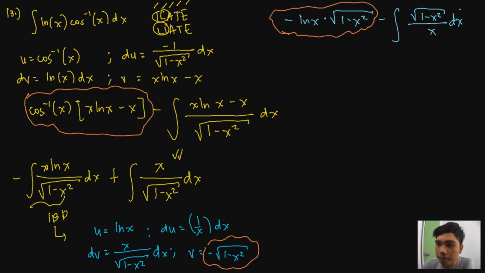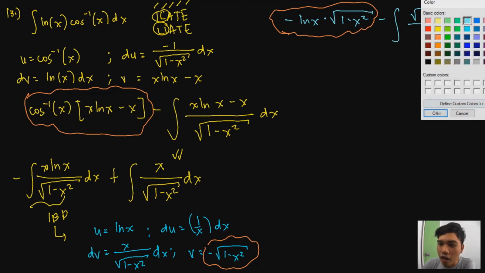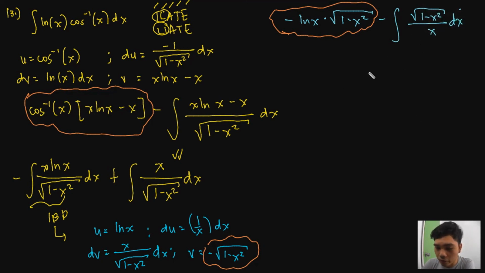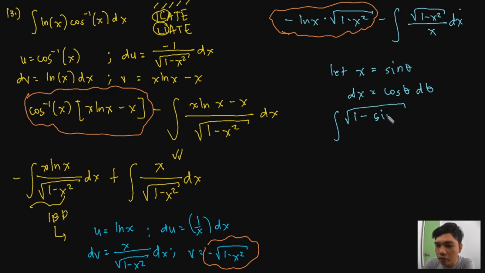So, ano lang to? You can just use your u substitution for this case. Or you can use your trigonometric substitution. So, siguro to spice things up, no? I'll be using trigonometric substitution to deal with this. So, if I let x is equal to sine theta, I'll be having dx is equal to cosine theta d theta, okay? And then from this expression, we have the integral of the square root of 1 minus sine squared theta, and then cosine theta d theta divided by sine theta.